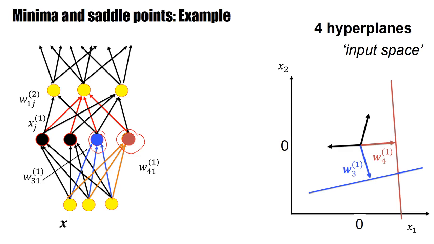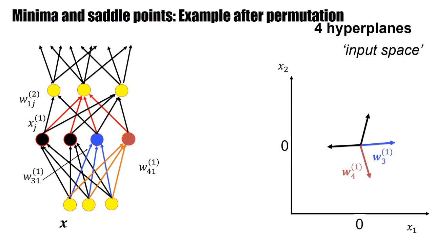Now, suppose that this specific configuration, with the 4 weight vectors, the blue one, the brown one, and the 2 black ones, corresponds to 1 global minimum. Then we know that there is another global minimum, and this other global minimum corresponds to a permutation. So it's the same configuration of 4 weight vectors, but now the brown one points downward and the blue one points to the right.